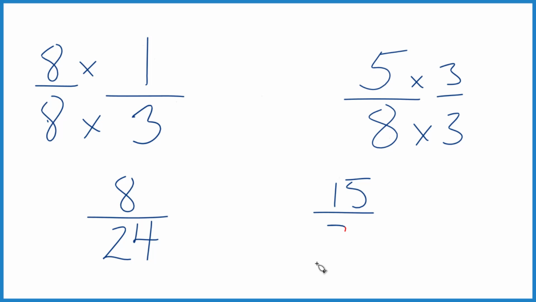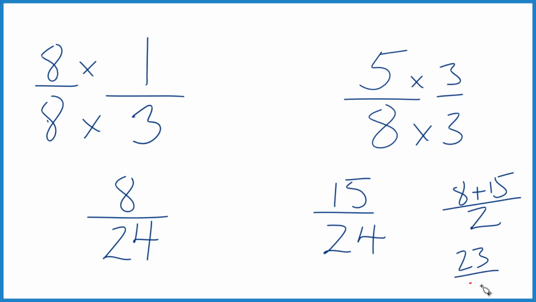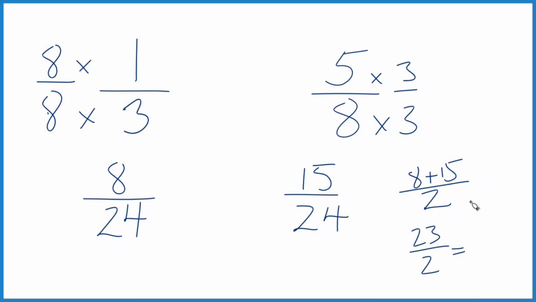And now, because we have the same denominator, that 24, we can figure out what's halfway between 8 and 15. And the way you do that is you just add 8 plus 15 and divide by 2. So I have 23 divided by 2, which is 11.5. So the fraction halfway between 8/24ths and 15/24ths is 11.5 over 24.